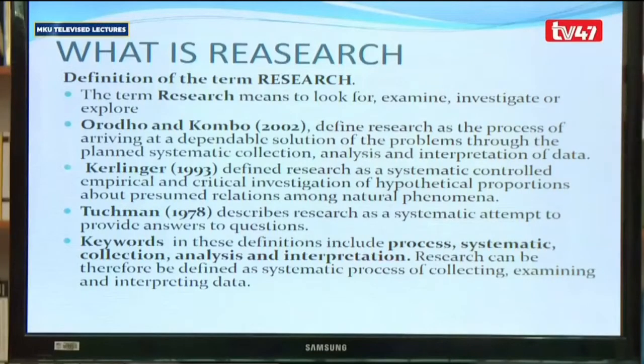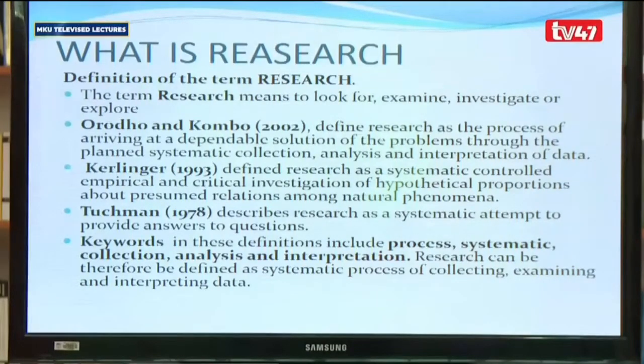Now let us start with a definition by Orotho and Combo that was given in 2002. They define research as the process of arriving at a dependable solution of the problems through the planned, systematic collection, analysis, and interpretation of data. That is by Orotho and Combo in 2002.